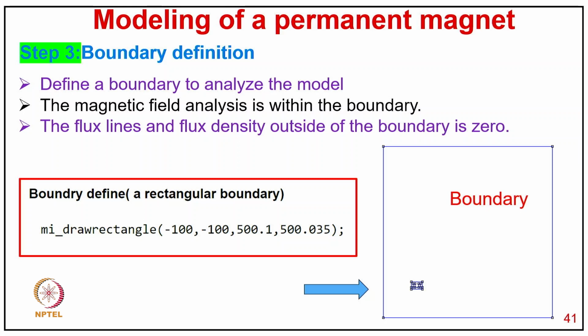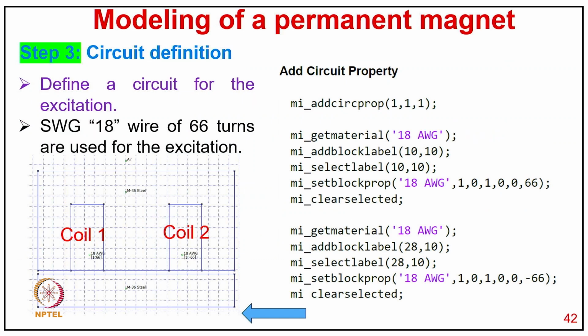And third is the boundary definition, to define the boundary to analyze the model, the magnetic flux analysis within the boundary, and the flux line and flux density outside the boundary. So this is the boundary defined with the code, and how the boundary looks in the box. Then step three, circuit definition: define the circuit for the excitation. The standard wire gauge 18 of H67 is used for excitation, and we add the circuit property. The code is given here, and how coil 1 and coil 2 are shown with the geometry of the EI core.